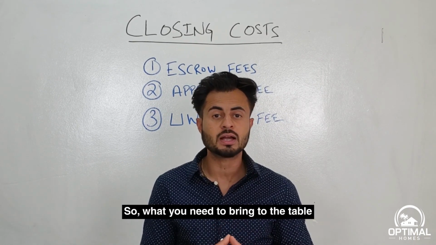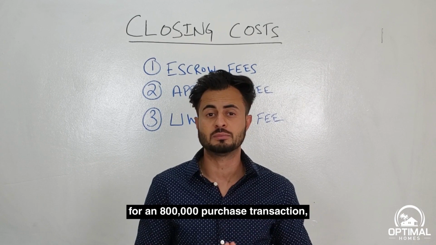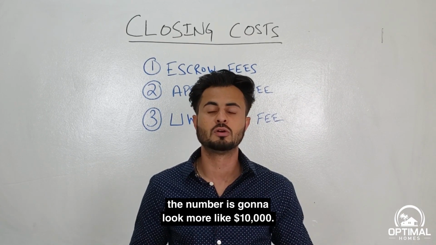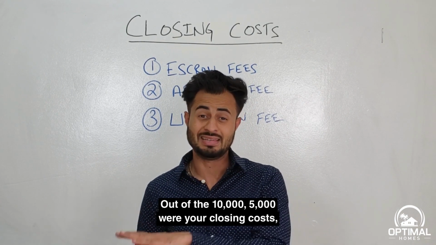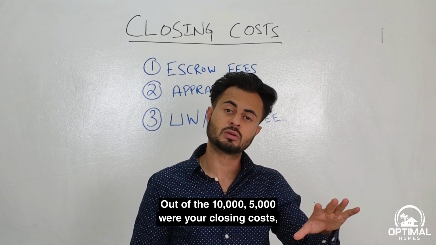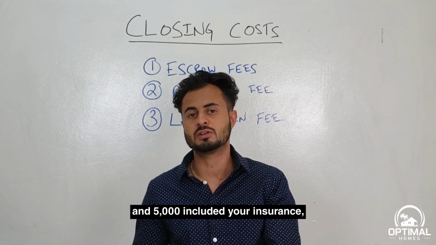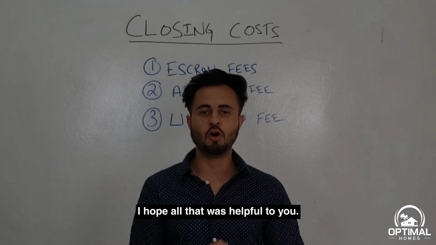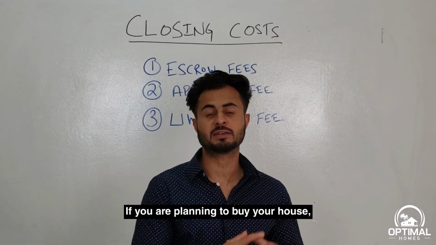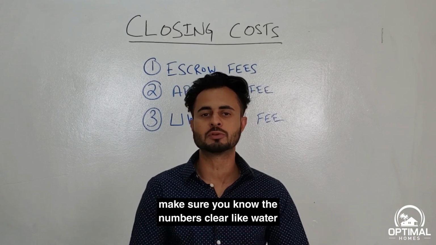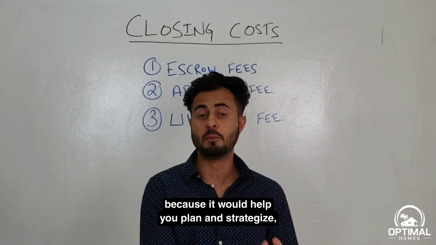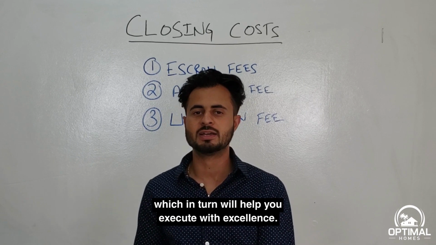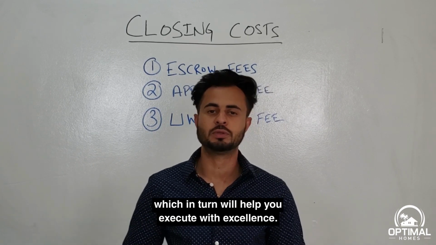what you need to bring to the table for an $800,000 purchase transaction, the number is going to look more like $10,000. Out of the $10,000, $5,000 were your closing costs and $5,000 included your insurance, prepaid interest, and your taxes. I hope all that was helpful to you. If you are planning to buy your house, make sure you know the numbers clear like water, because it will help you plan and strategize, which in turn will help you execute with excellence.